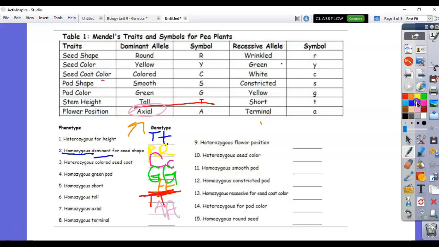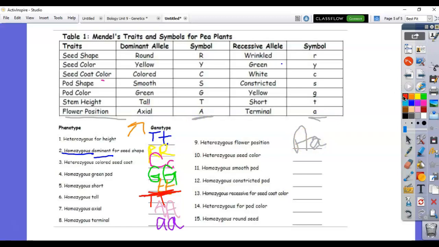Homozygous terminal, that's supposed to say terminal. Okay, where do we see terminal? Oh, we see it over here. Homozygous is going to be little a, little a. Heterozygous flower position. All right, let's find flower position here. You find it yet? So flower position is right here. So heterozygous, two of the same or two different? Two different, okay? So heterozygous, so we're going to have one capital and one lowercase. So big A and little a.